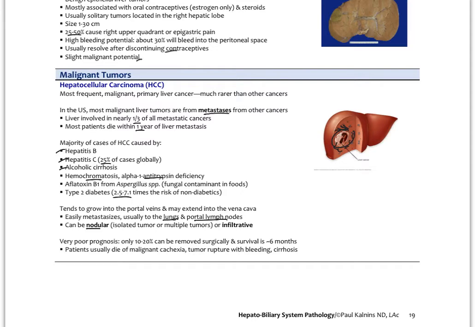Only about 10 to 20% can be removed surgically, and the survival is around 6 months statistically. And patients usually die from cachexia. That's starvation, basically, from the tumor. The tumor mets actually use up all your nutrition, and you develop malnutrition from that. The tumors also can rupture and bleed, and then even progress into cirrhosis. So that's a little bit there about hepatocellular carcinoma.